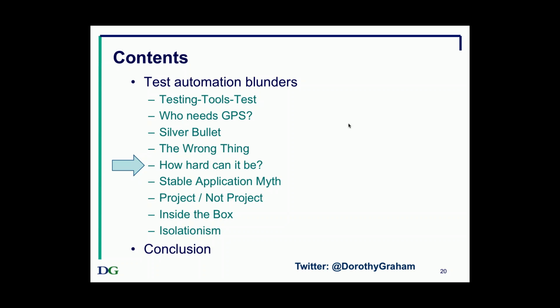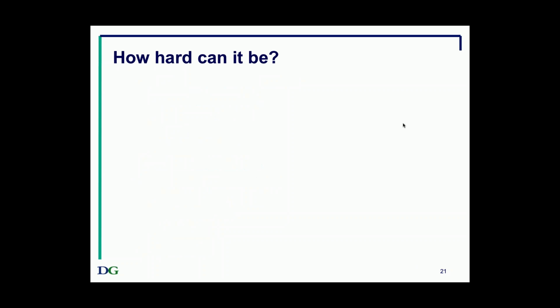If you Google the how hard can it be Yellow Pages ad, you'll find it, one of my favorites. But there's certainly an analogy here to automation, because a lot of people think, automation, how hard can it be? A bunch of people pressing a button. But it's not like that, and different activities do require different skills.